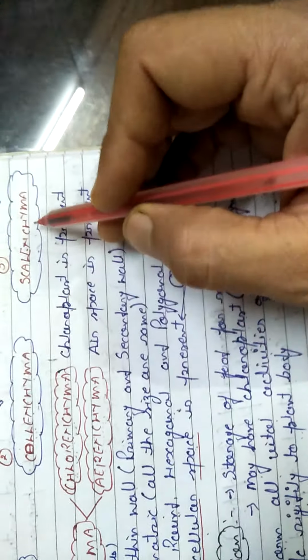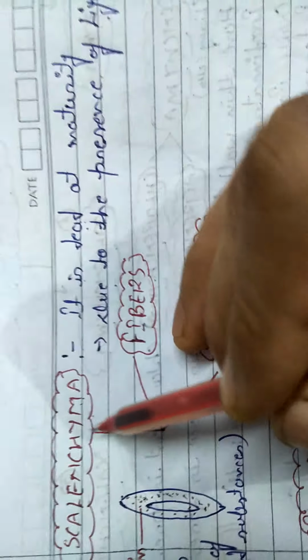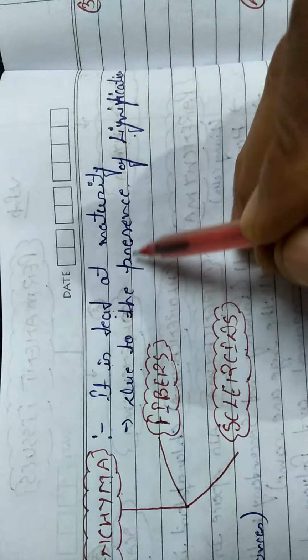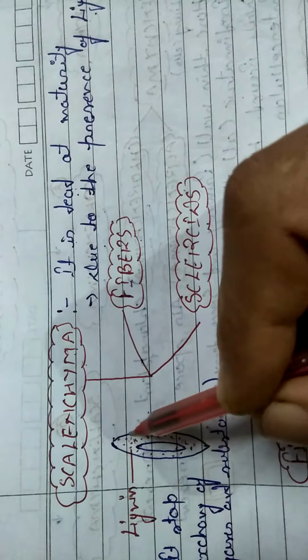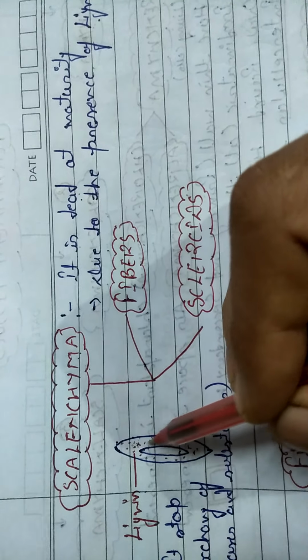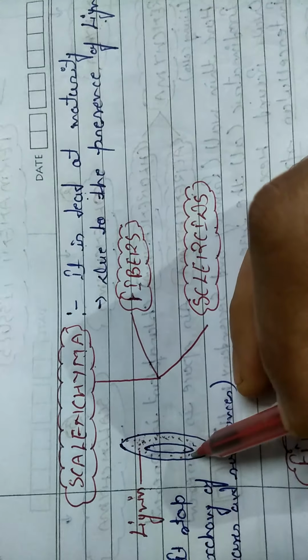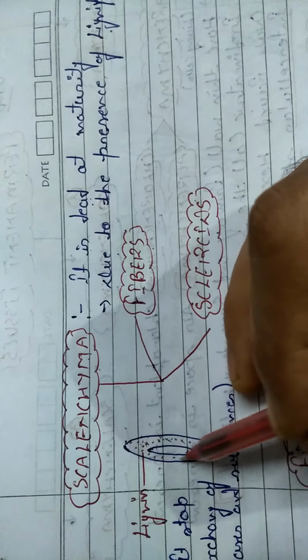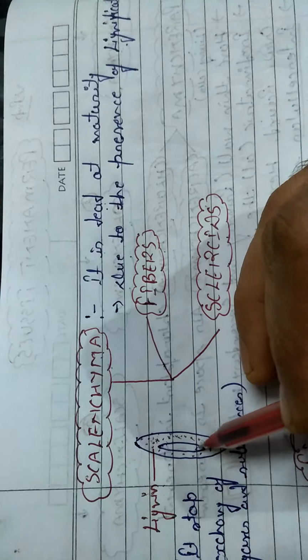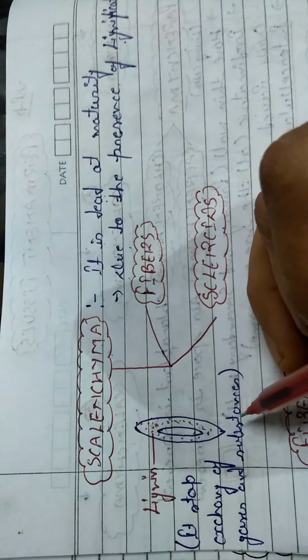Now next is sclerenchyma. Sclerenchyma, basically they are dead cells. Why are they dead? Due to the deposition of lignin. These are the sclerenchymatic cells, first and second. This is the outer layer, this is the inner layer. Between these two layers there is a substance which is known as lignin. So after the deposition of the lignin, all these types of sclerenchymatic cells convert into dead cells.